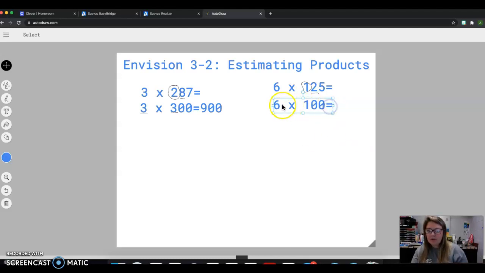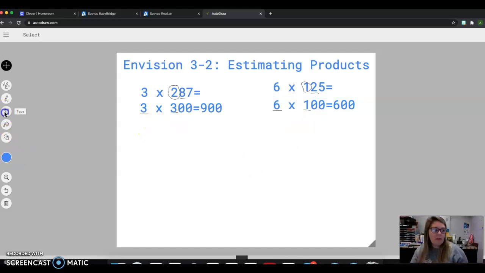We know that we can multiply this. We can identify our basic fact, 6 times 1, which is what? 6, that's correct. And then we add in our 2 zeros to represent the hundreds place. Okay, let's look at another one.